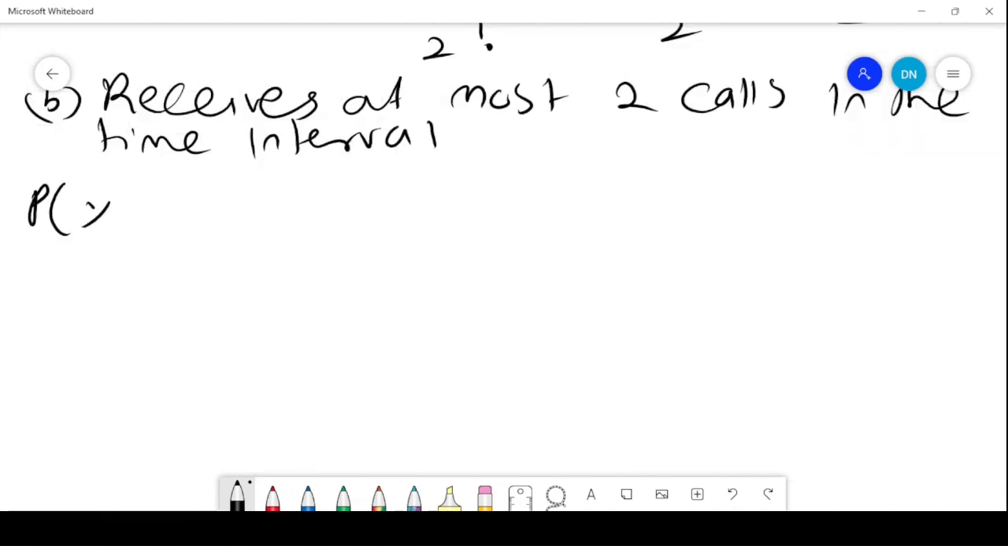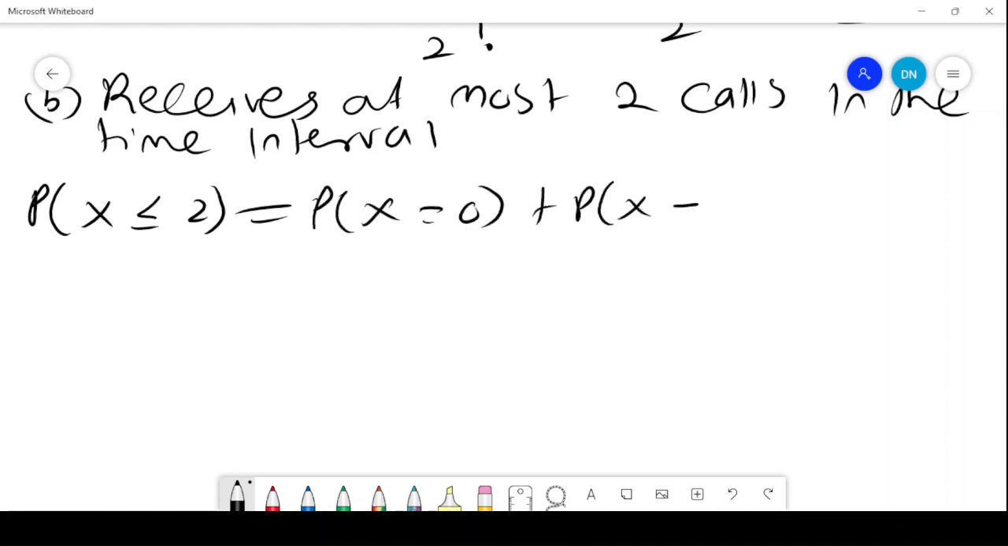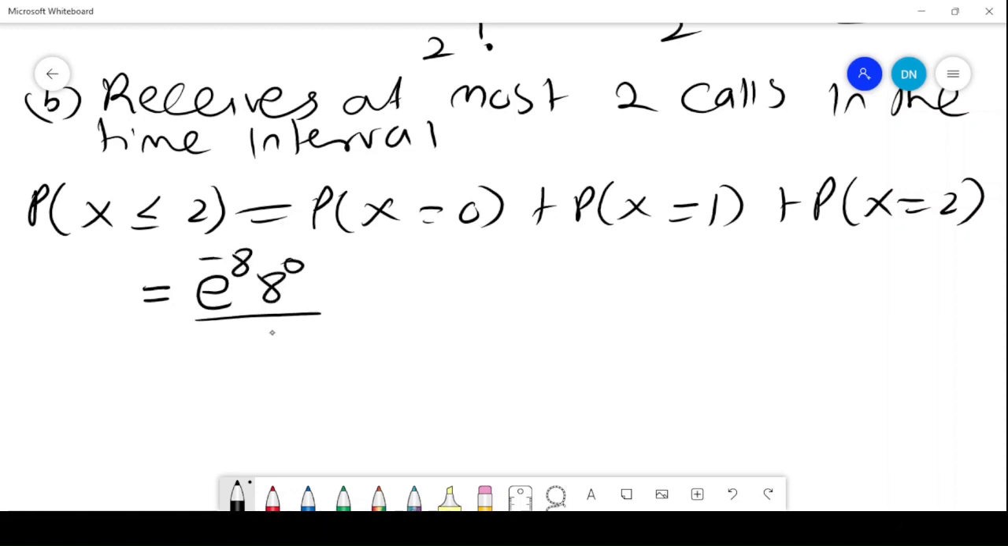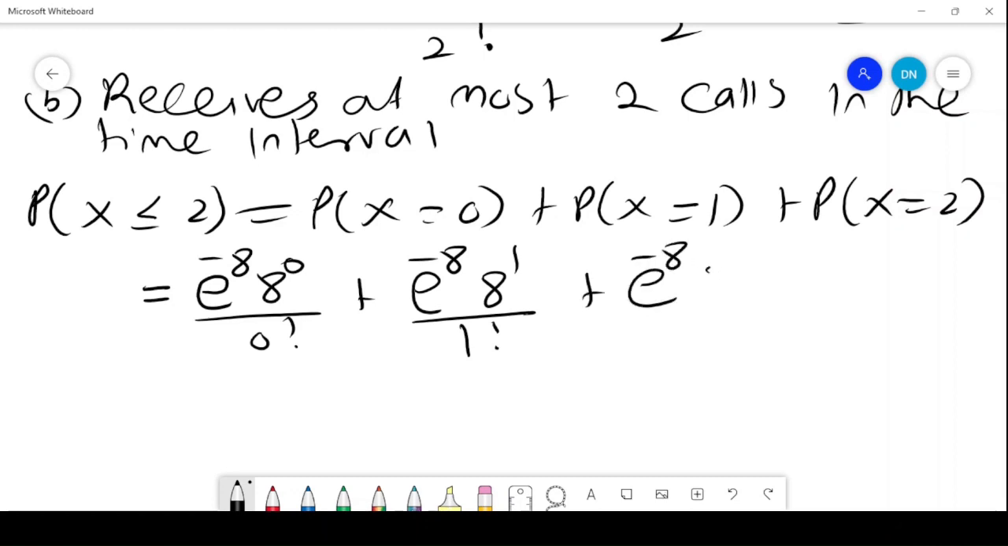The probability of at most 2, that is x less than or equal to 2, is the probability that x equals 0 plus the probability that x equals 1 plus the probability that x equals 2, which we've already worked on previously. So it is e raised to the power negative 8, 8 to the power 0 over 0 factorial, plus e raised to the power negative 8, 8 to the power 1 over 1 factorial, plus e raised to the power negative 8, 8 squared over 2 factorial.